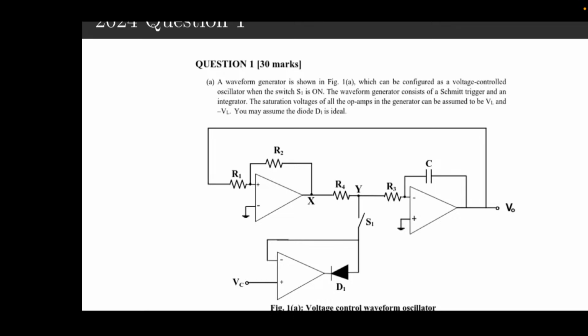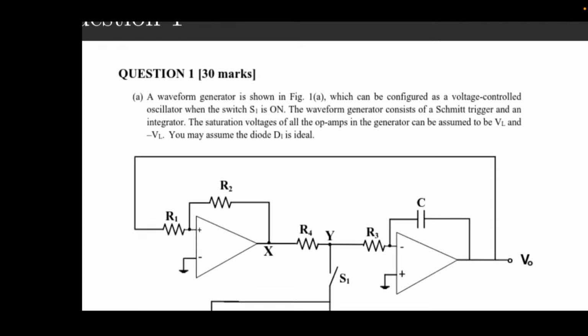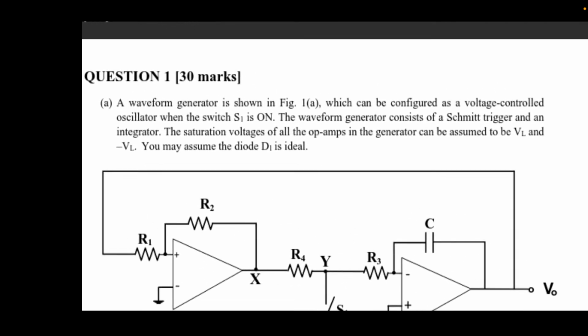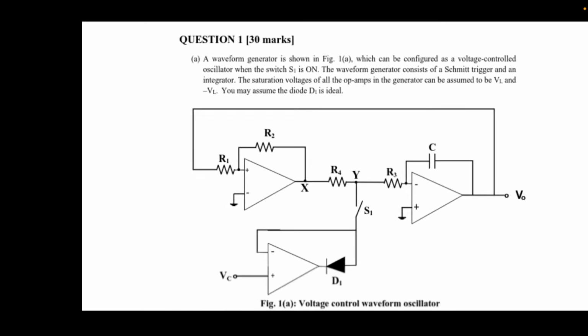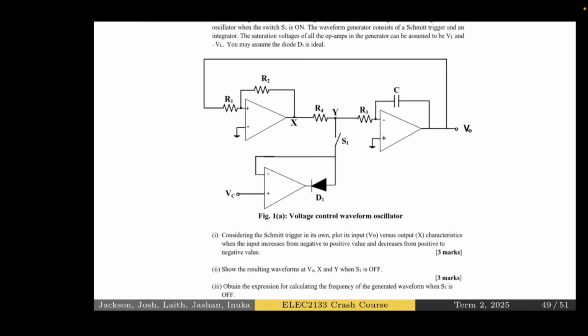So I guess we'll just get started. Does anyone have any questions about the question before we start? Just have a read of it quickly. I'll zoom in a bit. Okay, all right, let's just start. So the first question is, we have to consider the Schmidt trigger on its own, okay?